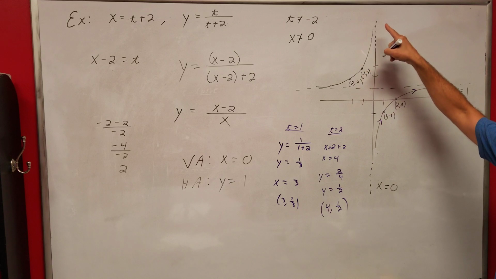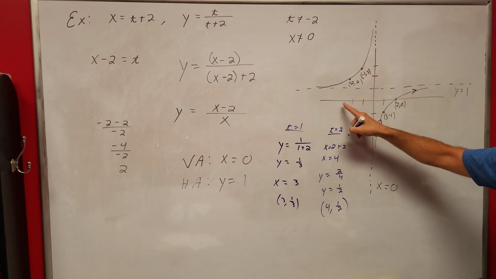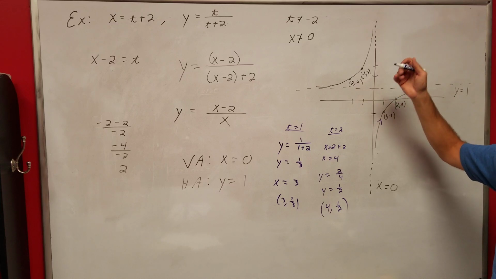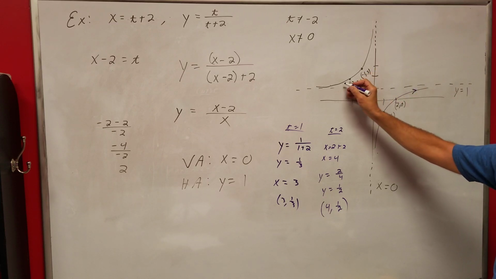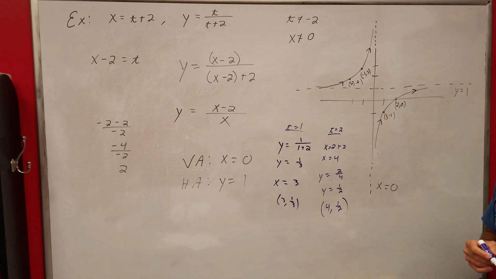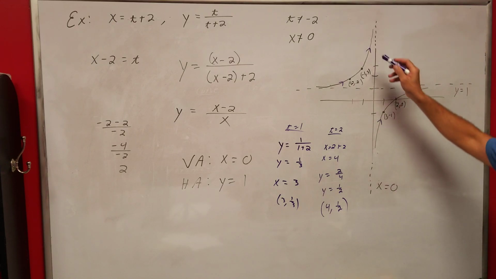And you could do the same thing for this curve right here. Pick a value of t, like say -4, pick a value of t, say -5, -3, and you'll end up getting where it moves that way. And just mark it with those little arrows.